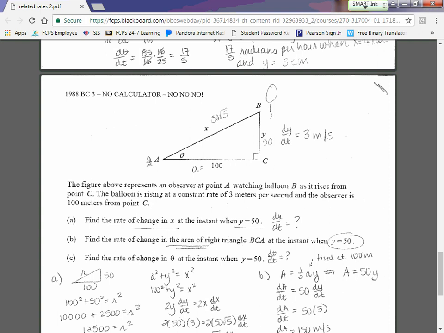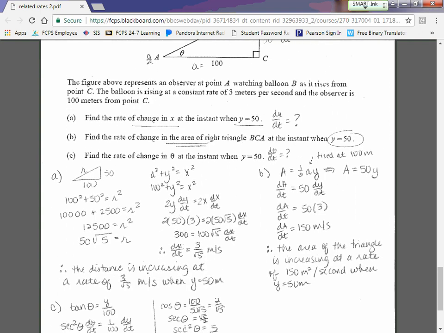Now, if I take a look at y, that's the height of the balloon. That's going to be changing. And x, the distance between the person and the balloon, that's going to be changing. So those two variables are changing, so those need to stay as variables in our equation. Whereas this 100 is staying constant, so that can go into our equation.